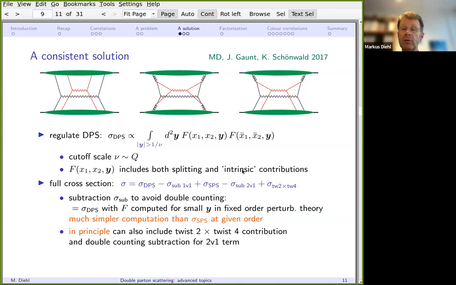you can show that you catch at least the leading logarithmic part of this graph, which is built up from the region where y is much smaller than 1 over Q. Since it's a logarithmic integral, dy squared over y, you know that the most important contribution of it comes not from the extremes, the lower or the upper boundary, but sort of from the region in between. And this is where the double parton scattering description is already good.